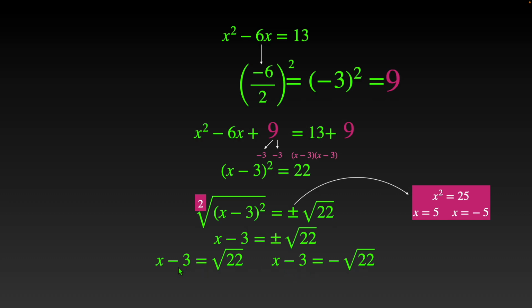So to solve this, we just add 3 to both sides. So we add 3 to the left-hand side and to the right-hand side. And the same thing for this one. We add 3 to the left-hand side and also to the right-hand side. So we get the following. X equals 3 plus radical 22, and x equals 3 minus radical 22. And those are the answers.